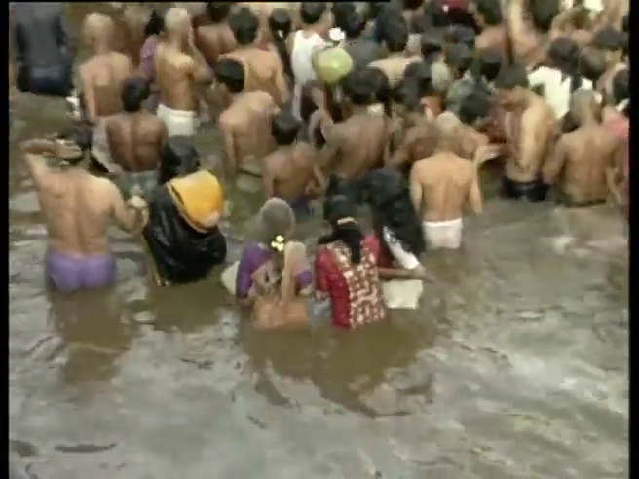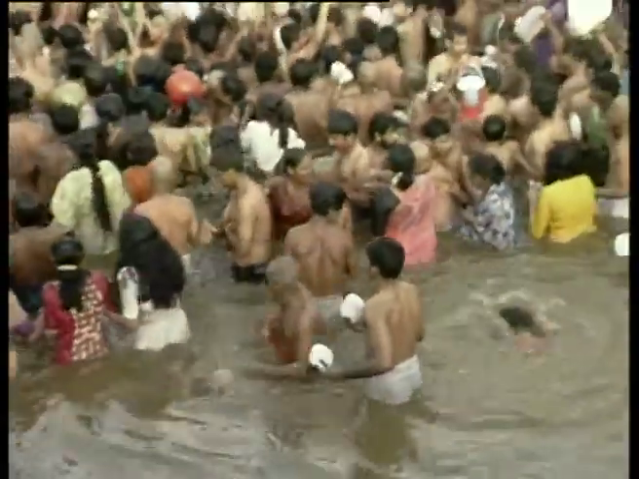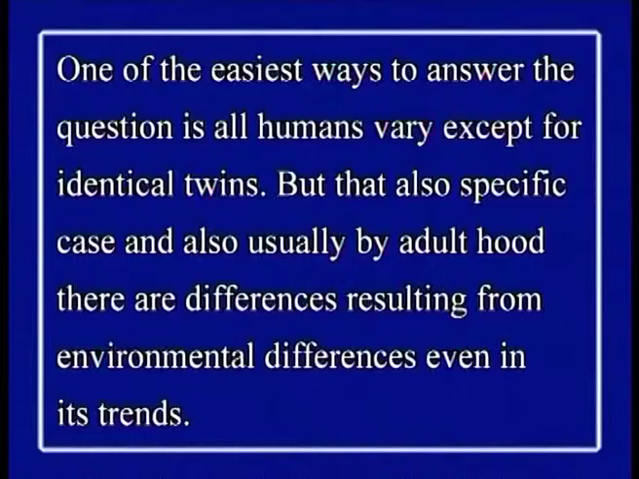Therefore, the big question is: is this individual or population variation? The question can be answered in several ways. One of the easiest ways to answer the question is that all humans vary except for identical twins. But that is also a specific case, and usually by adulthood, there are differences resulting from environmental influences even amidst twins.